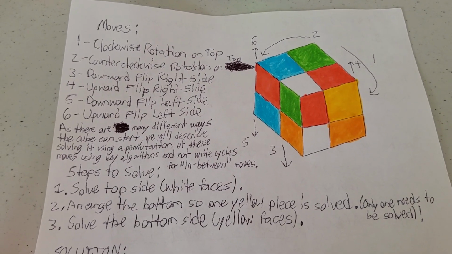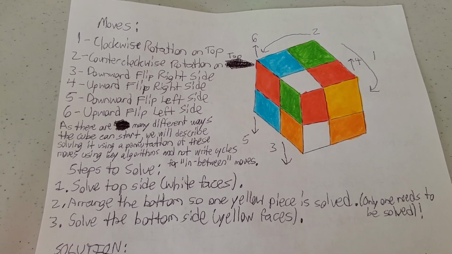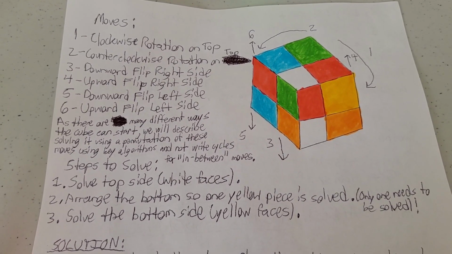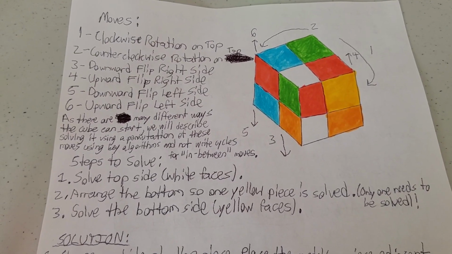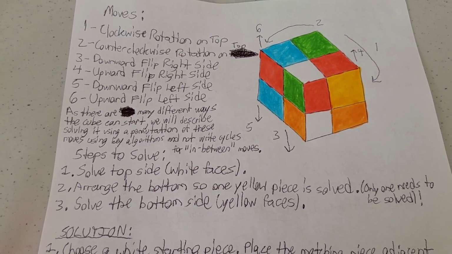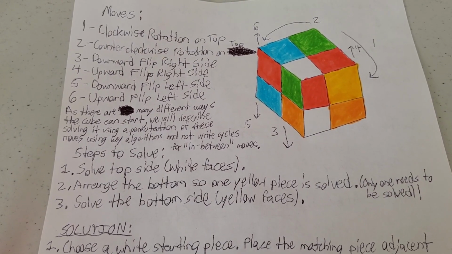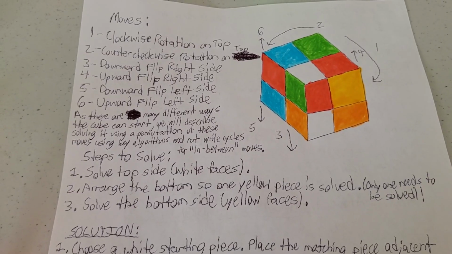We will have a clockwise rotation on the top, a counterclockwise rotation on the top, a downward flip on the right side, an upward flip on the right side, a downward flip on the left side, and an upward flip on the left side. And there are many different ways that the cube can start being oriented.